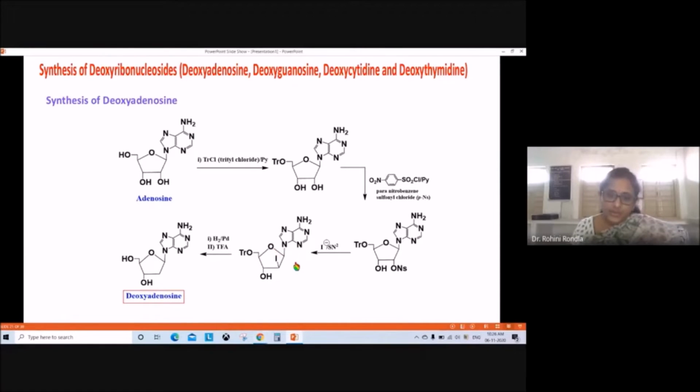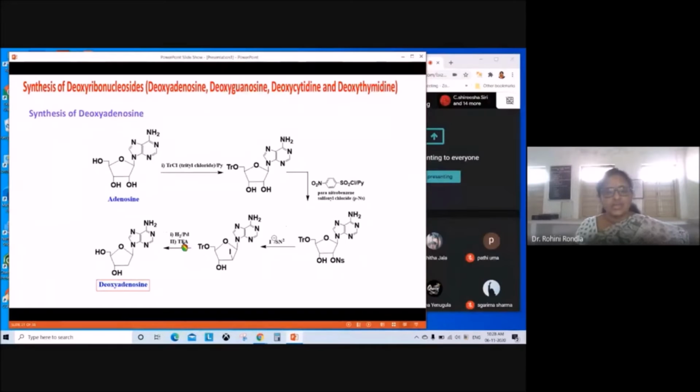Now what you have to do? You should convert this trityl group back into an OH group, and you have to convert this iodide group into hydrogen. So you add trifluoroacetic acid, which is useful for hydrolysis. This trifluoroacetic acid helps to remove the trityl group and it converts into an OH group. And hydrogen with palladium is useful to remove this iodine. So we are getting C, H and H. Okay, there is no oxygen. So this is a preparation method of deoxyadenosine.